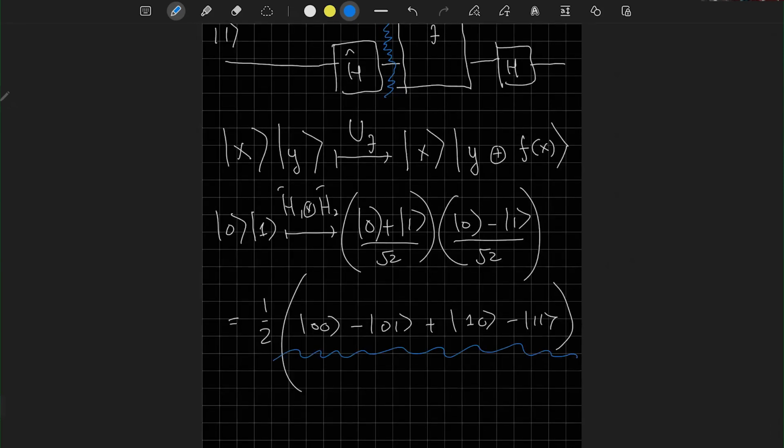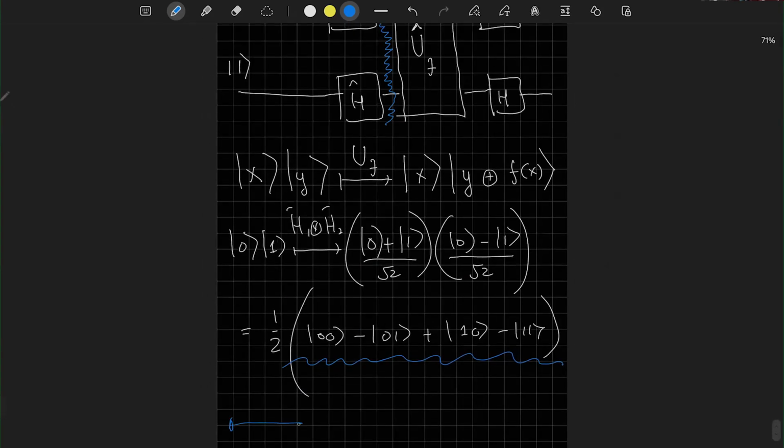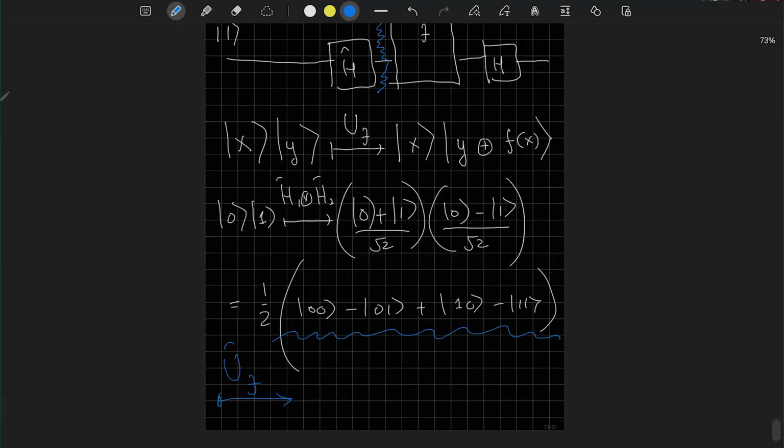Remember, so far I'm not measuring anything. I just have built the circuit. And now my quantum state looks like this. Now I want to implement the function. So I implement the function with a unitary operator, UF.